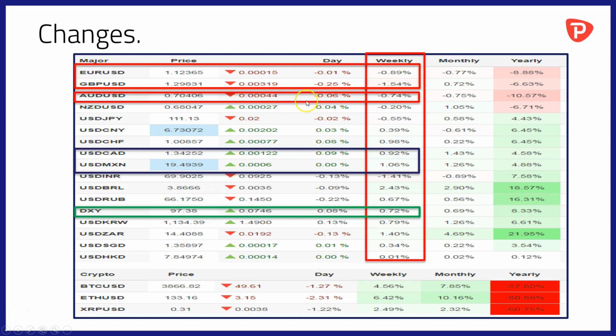The Australian dollar against the US dollar still on the back foot, down by around 0.74% against the US currency, the Aussie dollar, and of course this is in the face of a potential rate cut now from the Reserve Bank of Australia and a mixed bag of economic data coming out of the Aussie economy.